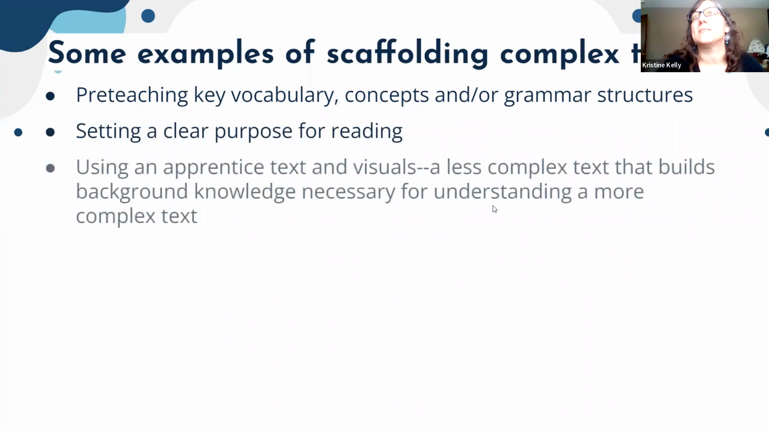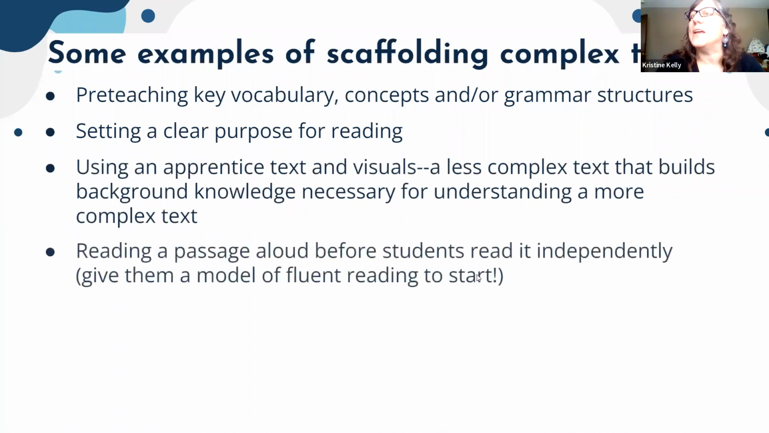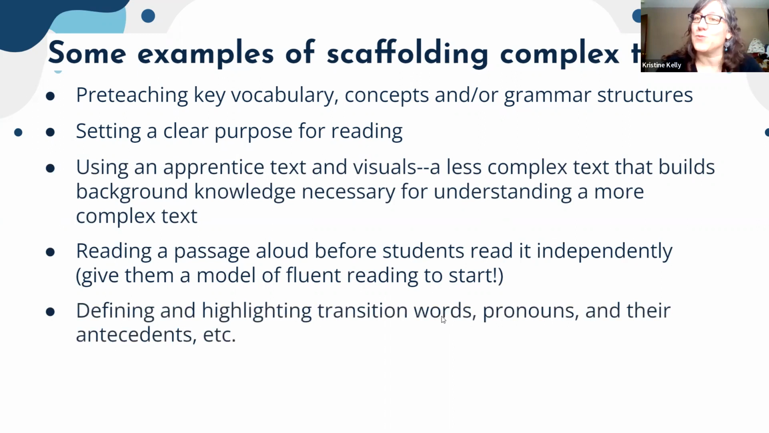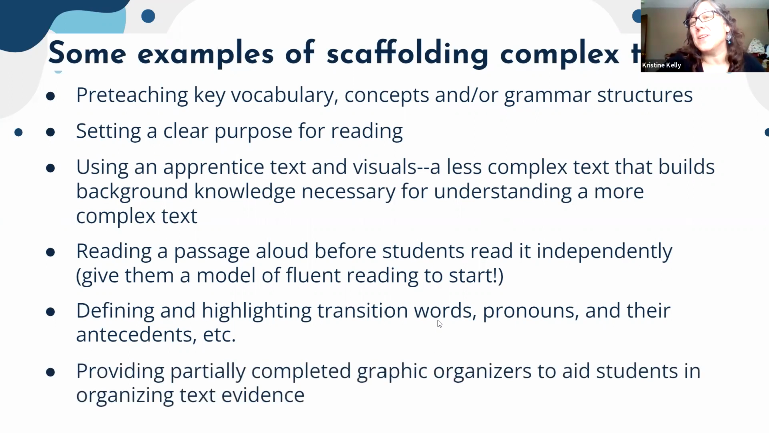Having a clear purpose, using an apprentice text and visuals, reading a passage aloud, and giving them a model of fluent reading, defining and highlighting transition words or pronouns and their antecedents. So helping students with that, or asking them to draw the arrows or note transitional words. Provide partially completed graphic organizers, fill part of it in, or use sentence stems or frames in the graphic organizer.